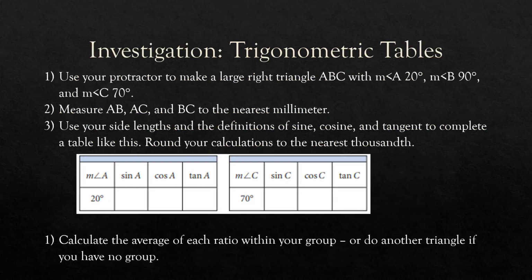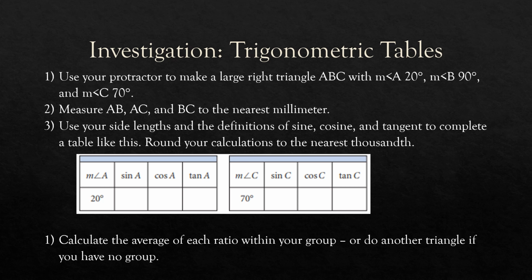We're now going to do an investigation. We're going to make a trigonometric table with one triangle. We're going to use our protractor to make a large right angle where measure A is 20 degrees, measure B is 90 degrees, and measure C is 70 degrees.